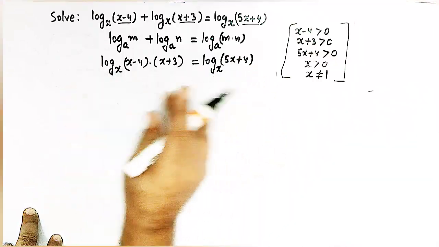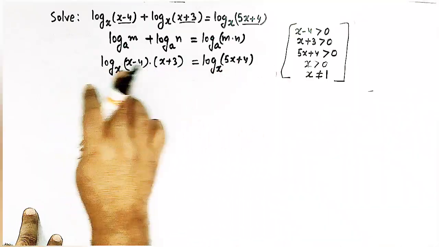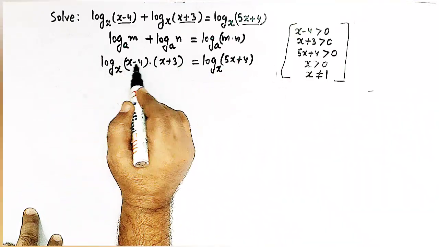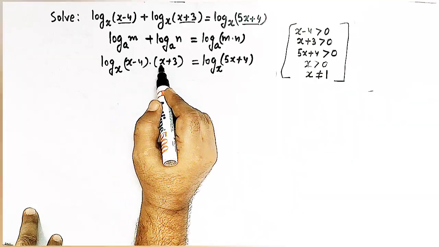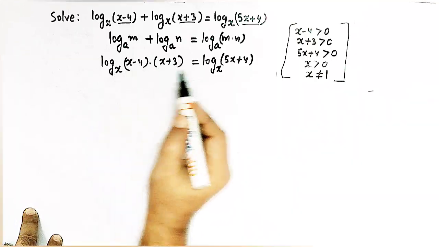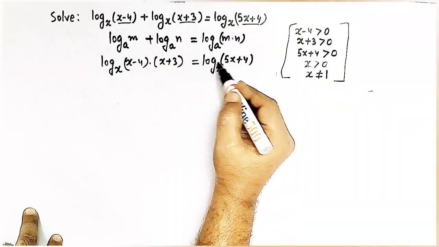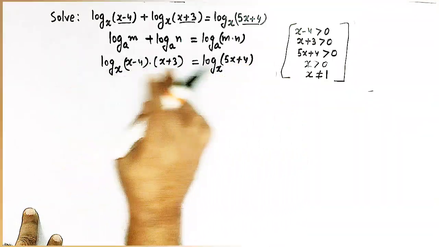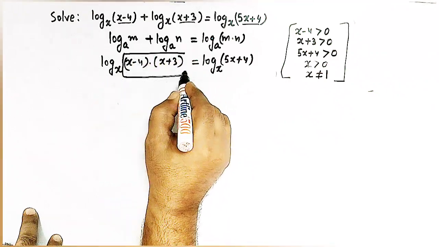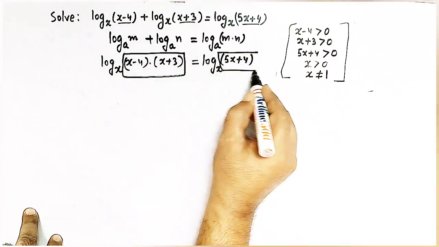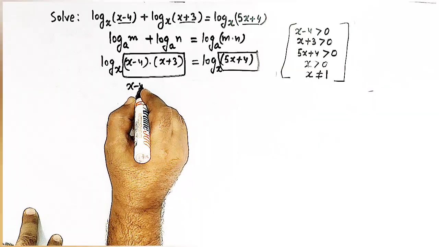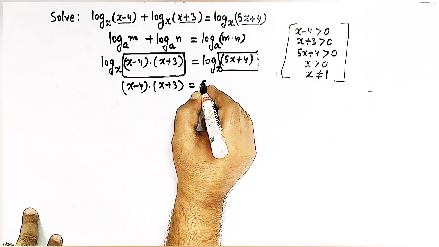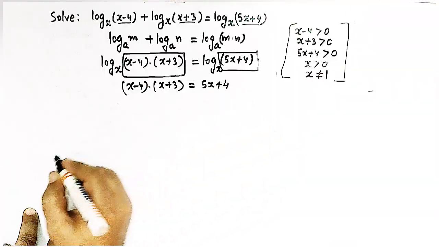Okay, so now we can compare both these sides. So here we have logarithm of the product of these two binomials, x minus 4 and x plus 3 to the base x, and here we have a logarithm of 5x plus 4 to the base x. So if we compare both sides, then x minus 4 times x plus 3 is equal to 5x plus 4, right?